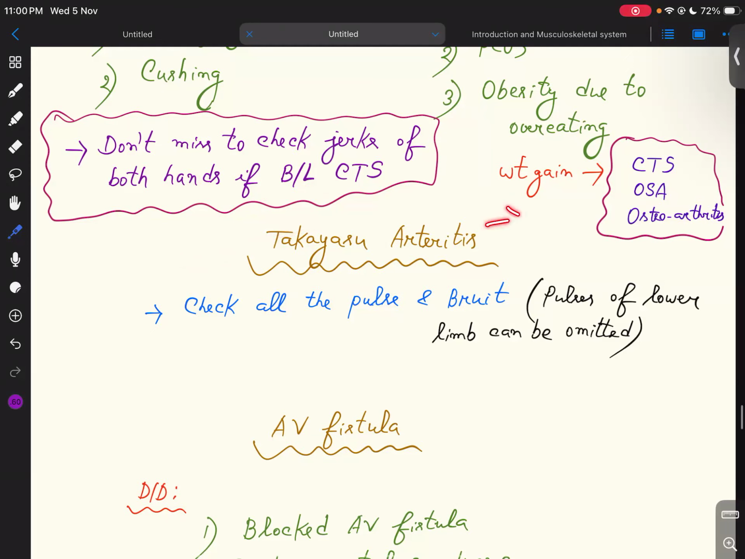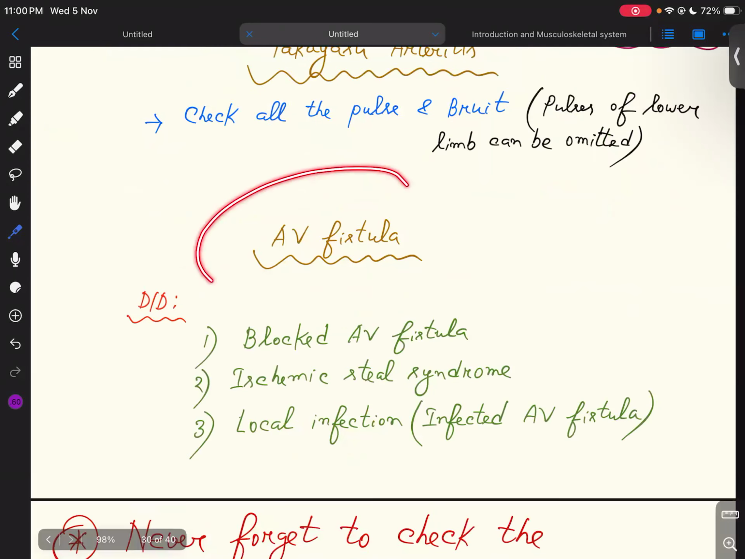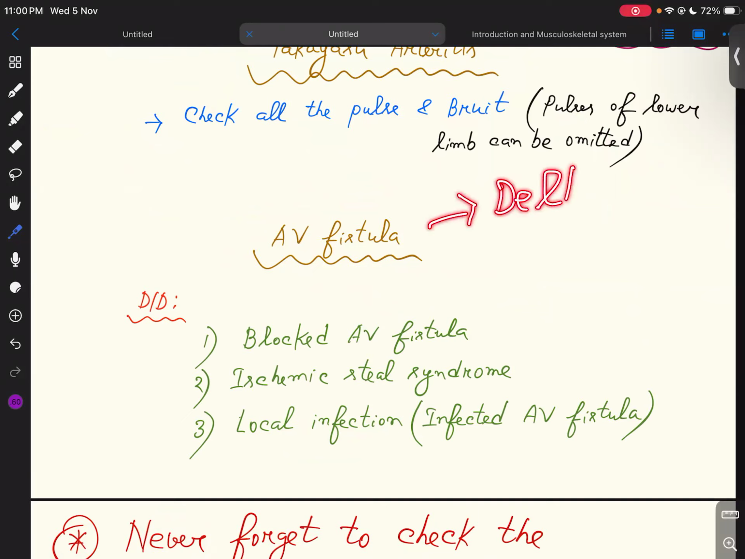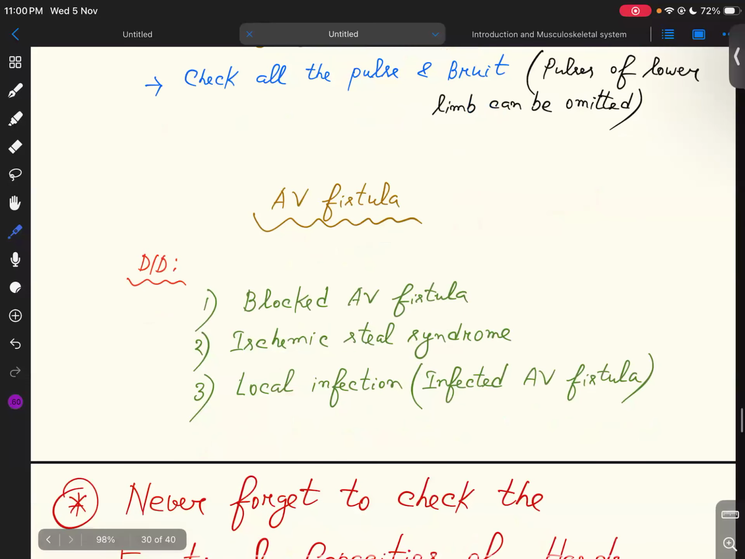And these cases come in Kolkata and also in the UK. The next case is AV fistula. It will be evident from the past medical history that the patient has some AV fistula. So this is a very common case in the Delhi center. This is coming every now and then, and even today these cases come. So what is the cause of AV fistula pain? The cause can be a blocked AV fistula, ischemic steal syndrome, or any local infection.